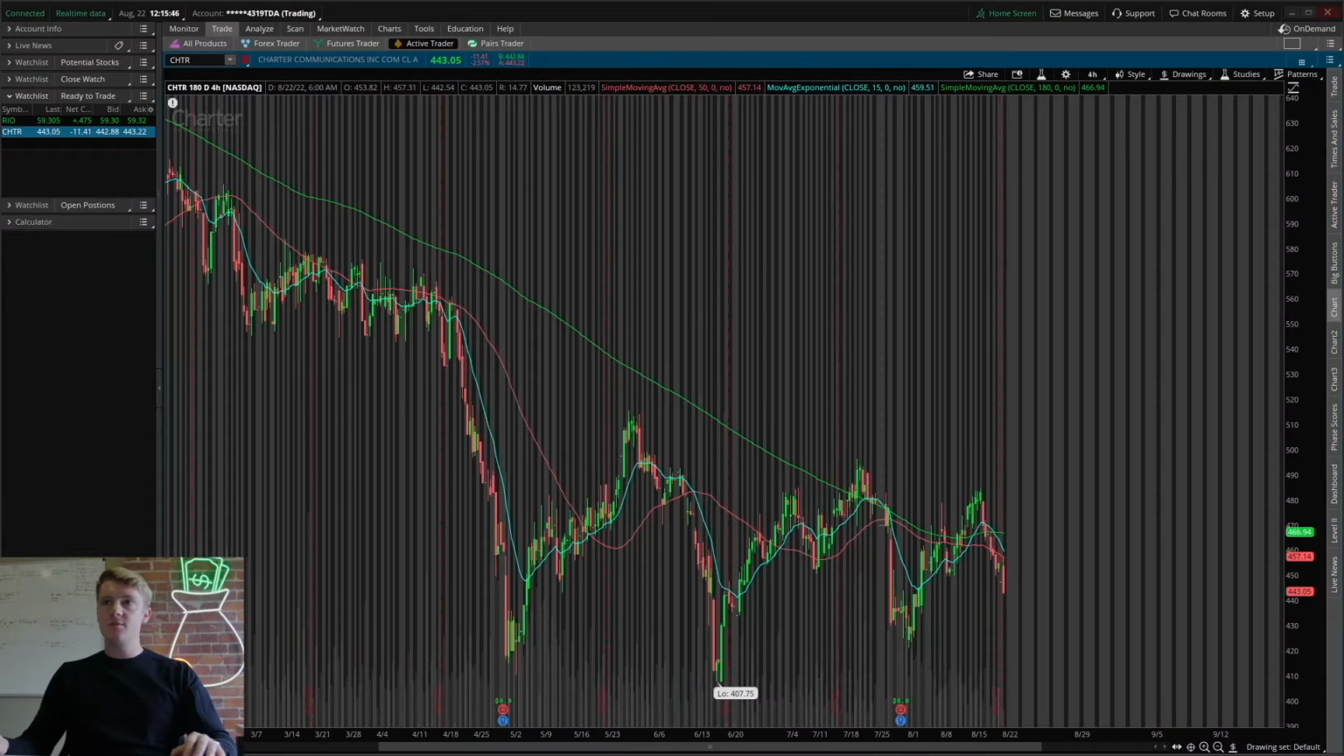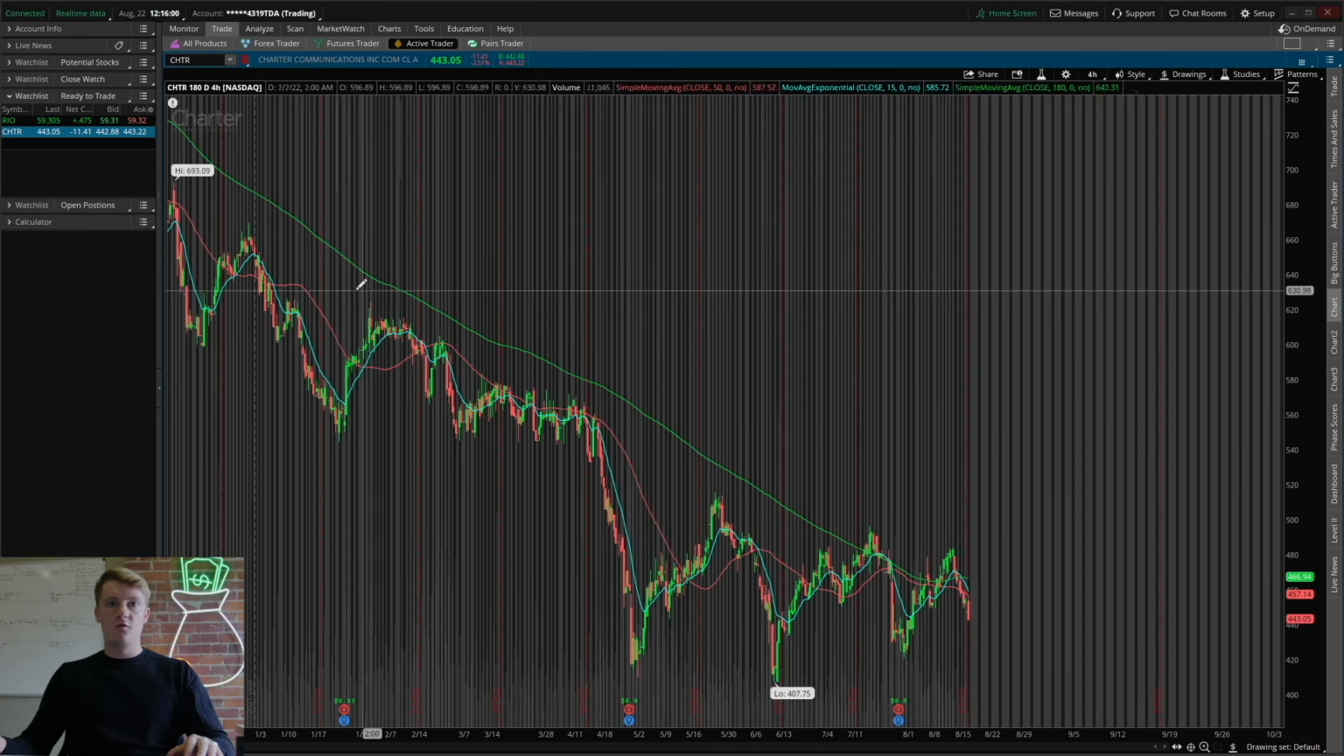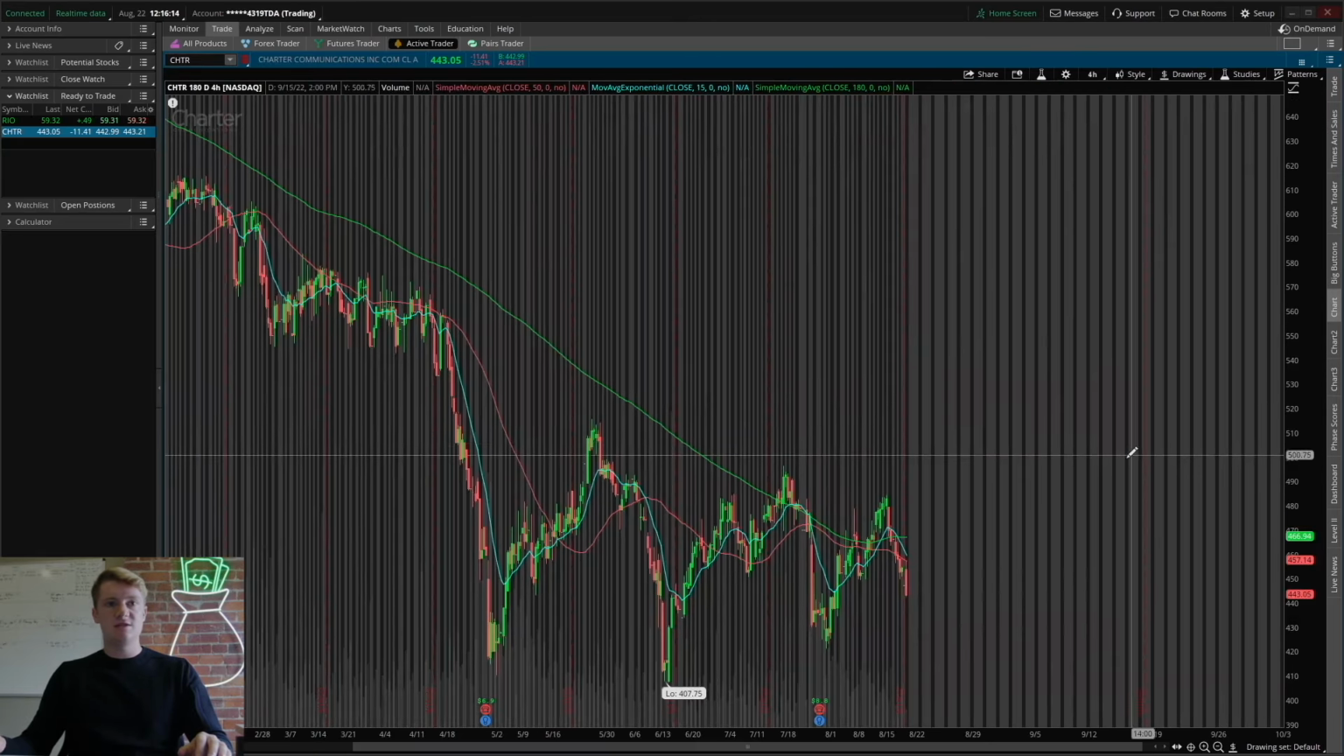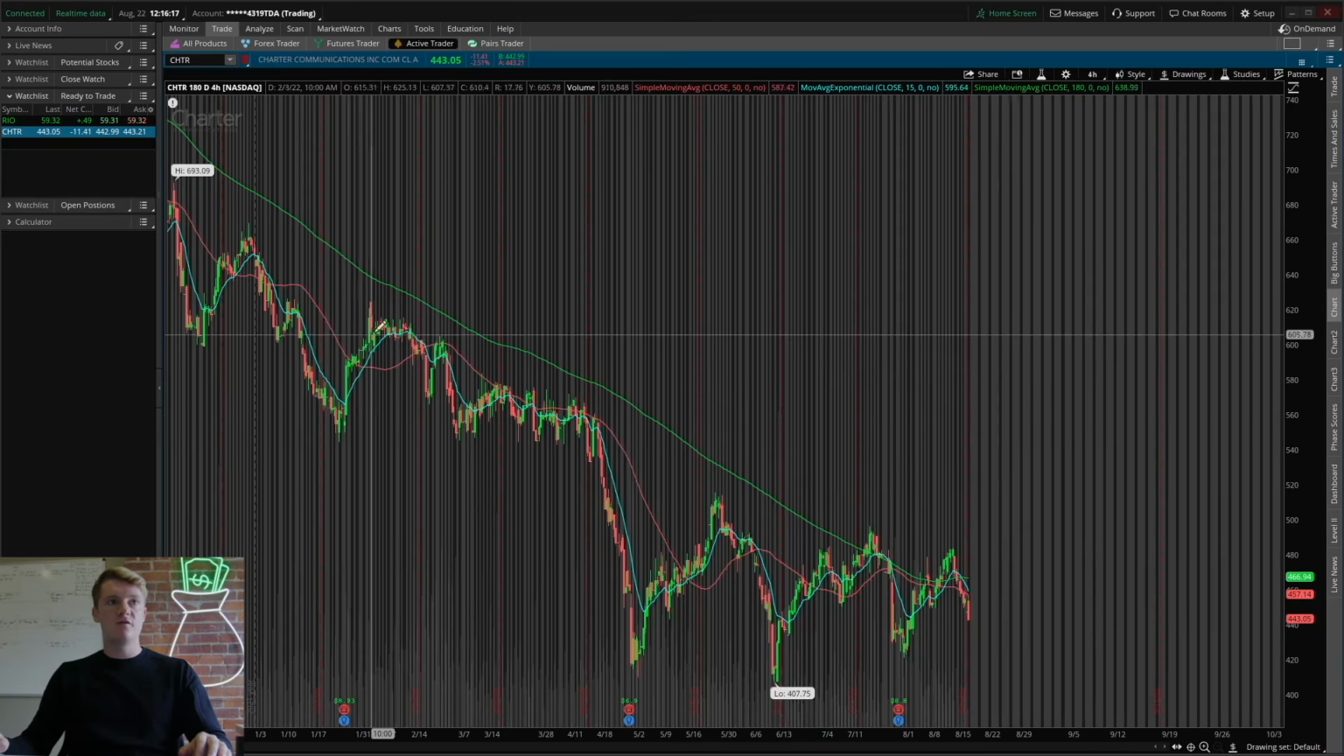All right, so this setup I'm going to be going over, I like to just call a pullback play or pullback setup. There's no fancy word for it, but we'll go over the criteria. Essentially, we're going to be looking for a chart where the pattern overall is bearish, a descending pattern. You can see on CHTR, we've pulled up the live chart right now. I will use some examples of trades that I've taken so far this year inside the mentorship group. But looking at CHTR, you can see we have clear resistance at the 180-day SMA.